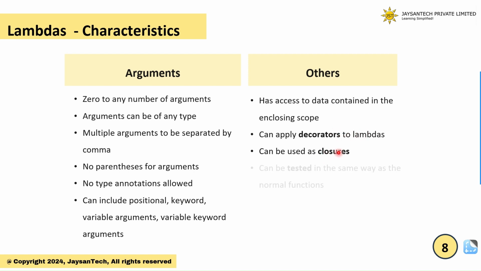Then lambdas can be tested in the same way as normal functions. When I say tested, I mean unit testing. So you can apply unit testing to even lambdas. That also we will be looking into in subsequent sessions. We do not want to complicate this session, whose main focus is on lambdas. So in subsequent sessions, we'll be looking into decorators, closures, and unit testing. I will show you how you can use those with lambdas.